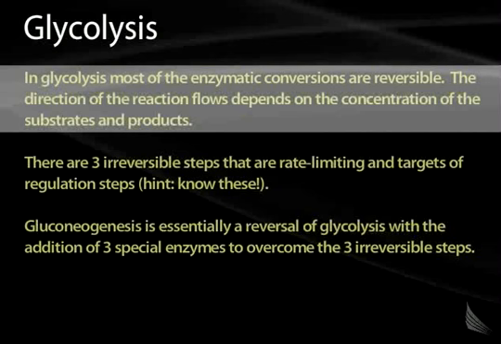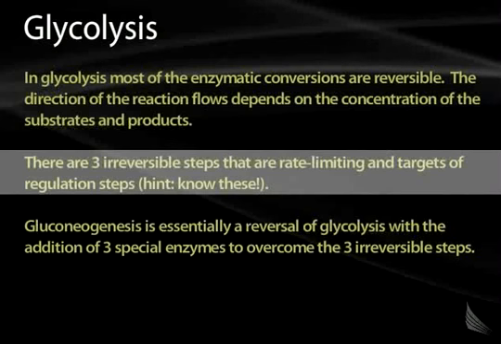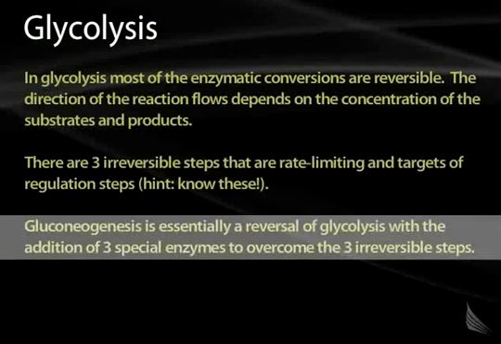The three exceptions to that are the three irreversible steps of glycolysis. Now these are the rate-limiting steps and the targets of regulation of glycolysis. Now when I say that, what I mean is that these are the three steps that you really need to understand for the USMLE. Now gluconeogenesis is essentially a reversal of glycolysis. It's the opposite of glycolysis. And so we're able to do that because there are three special enzymes which reverse those three irreversible steps to move the process in the opposite direction.